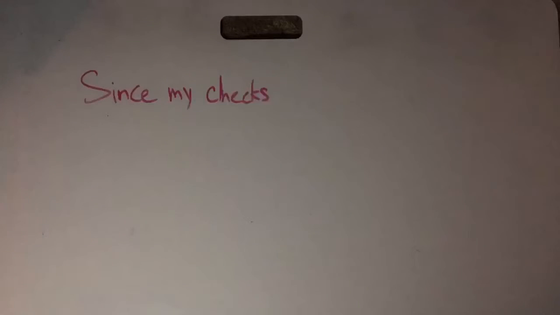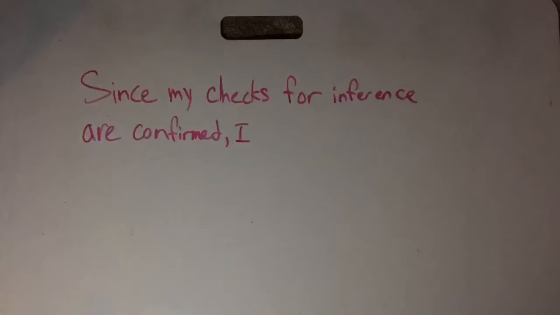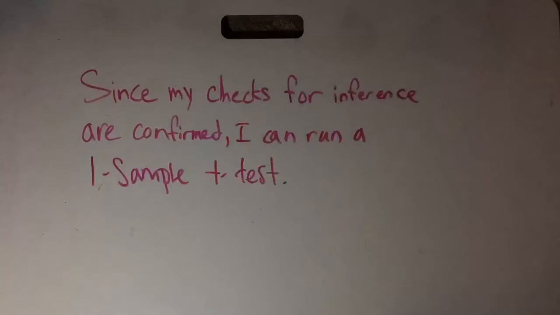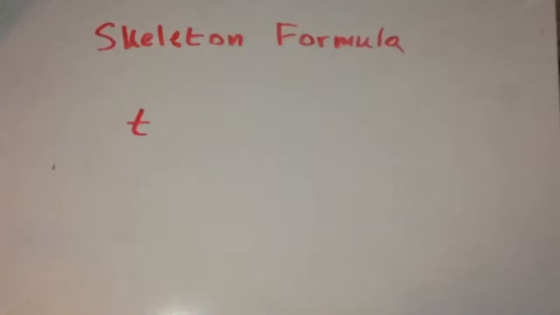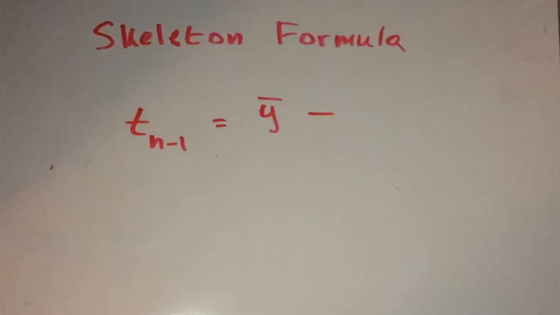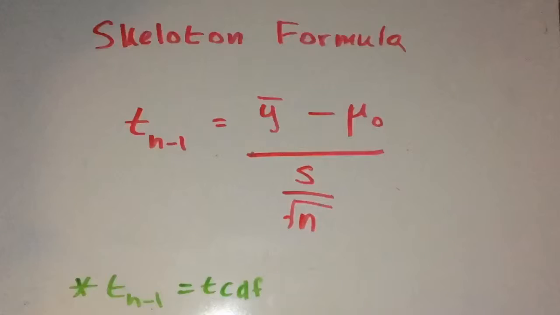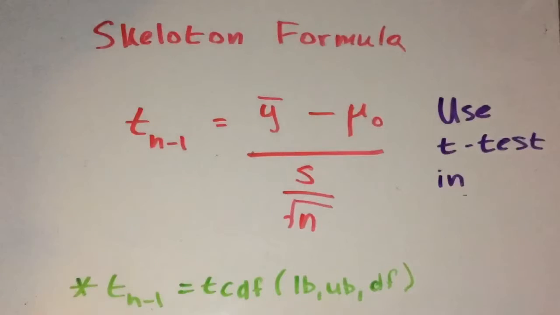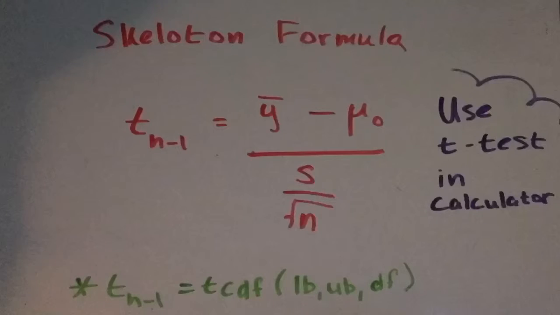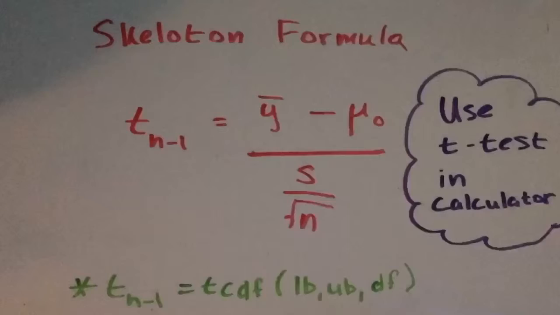After the checks are confirmed, we write the sentence, since my checks for inference are confirmed, I can now run a one-sample t-test. Next, we write the skeleton formula, which is t with n minus 1 degrees of freedom is equal to y bar minus mu 0 over s, which is over the square root of n. Then t is equal to TCDF of the lower bound, upper bound, and degrees of freedom. Use t-test in the calculator.